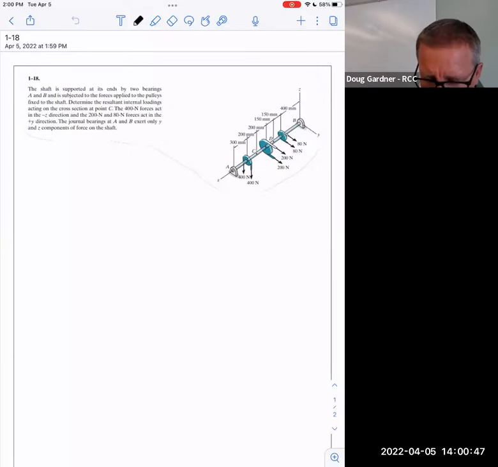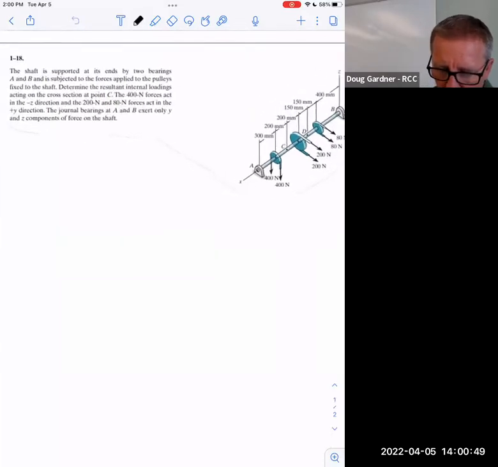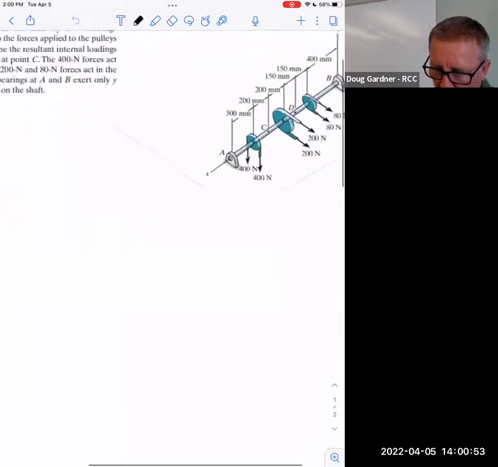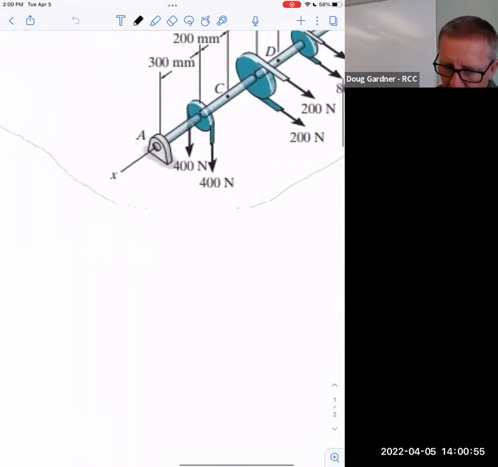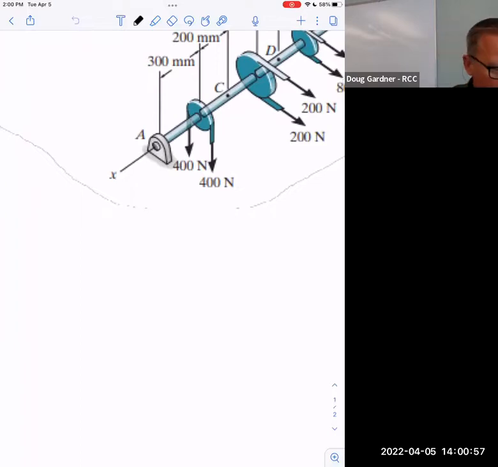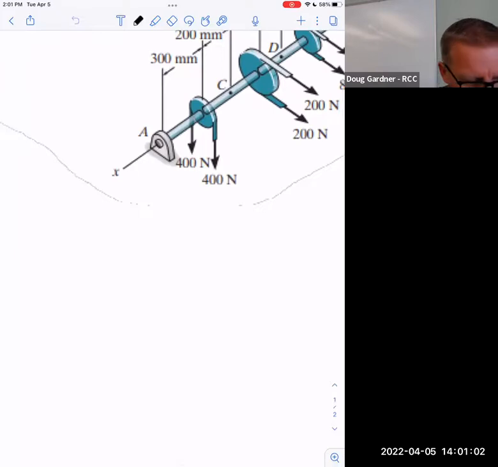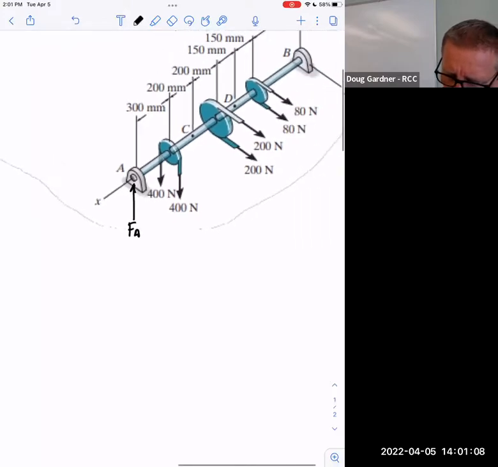Let's see, what do they tell us? Shaft supported by 2 bearings A and B subjected to the forces. And so because of that, the way that's connected, does it make sense? It's being supported vertically. So I'm going to draw this in. There's a force at A. What direction is that going in though?